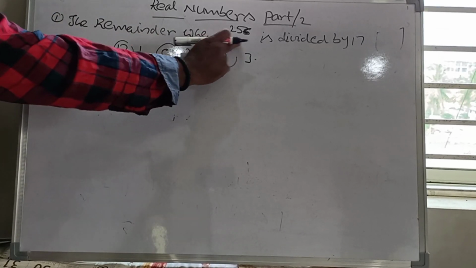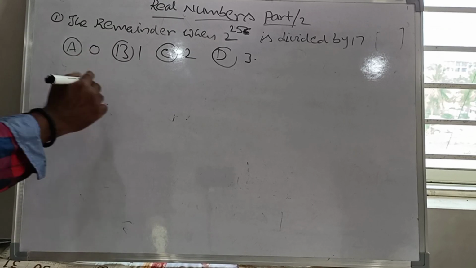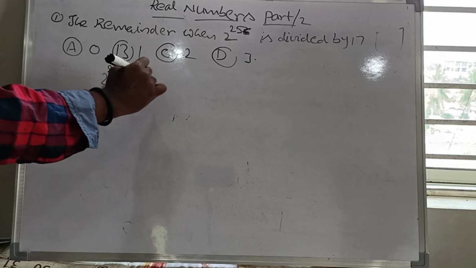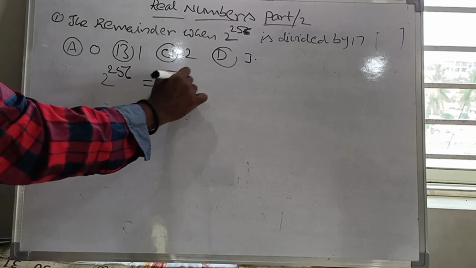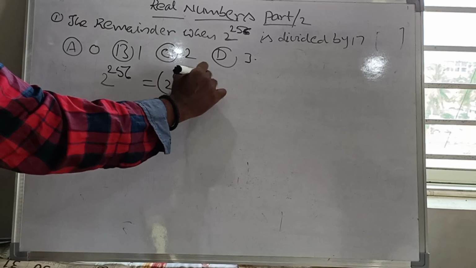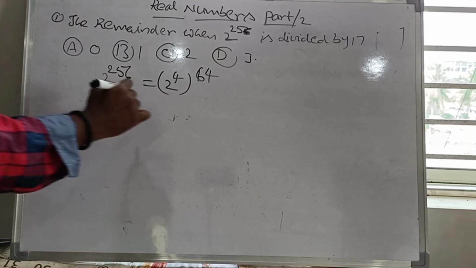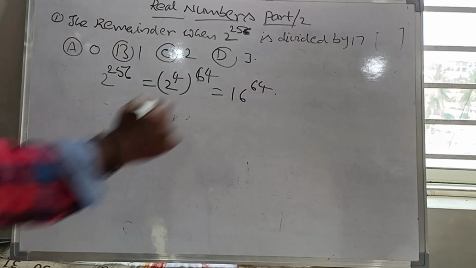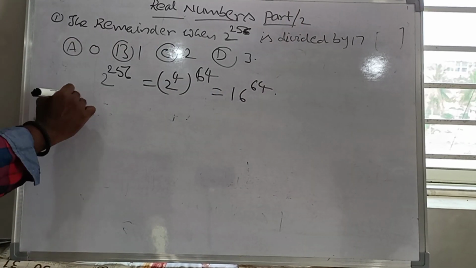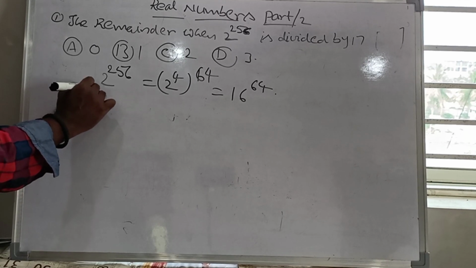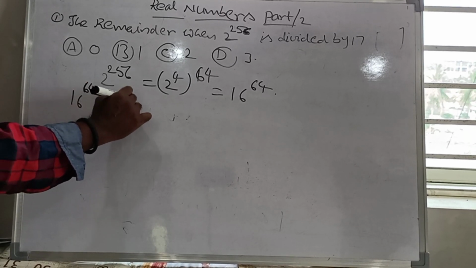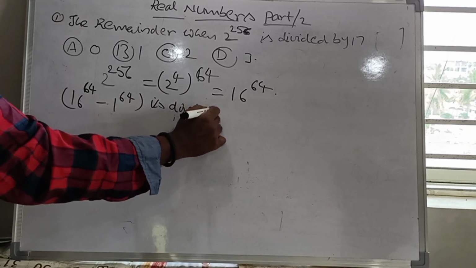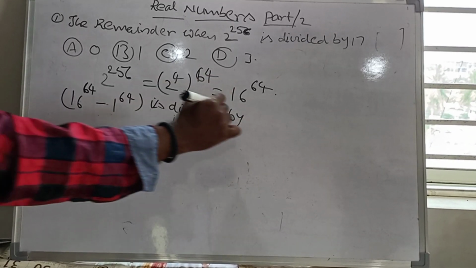The remainder when 2 power 256 is divided by 17. Here 2 power 256 can be written as 2 power 4 whole power 64, that is equal to 16 power 64. 16 power 64 minus 1 power 64 is divisible by 16 plus 1.